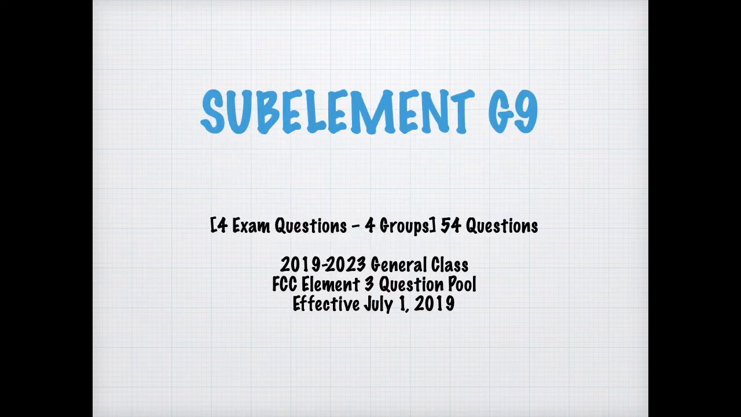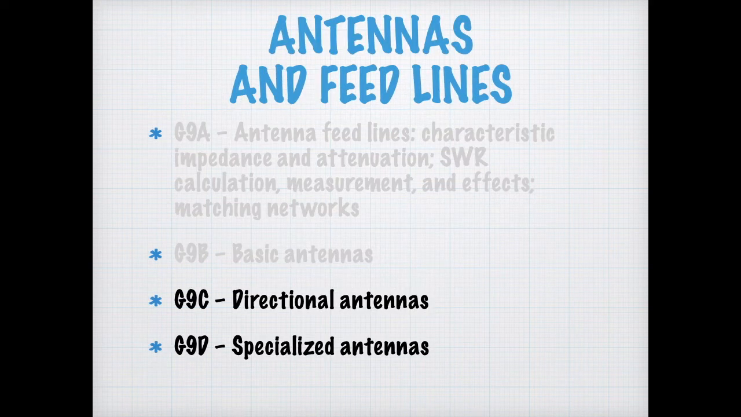This is SUBELEMENT G9. There are 4 exam questions from 4 groups for a total of 54 questions. And this license pool covers the 2019 to 2023 General Class FCC Element 3 question pool that went into effect July 1st, 2019. This segment covers antennas and feed lines. We're going to be talking about directional antennas as well as specialized antennas.